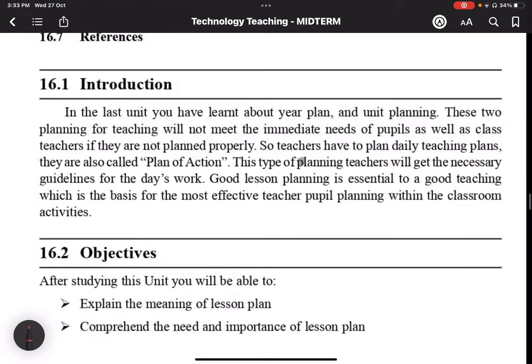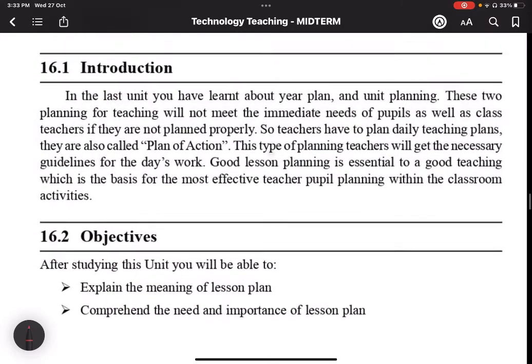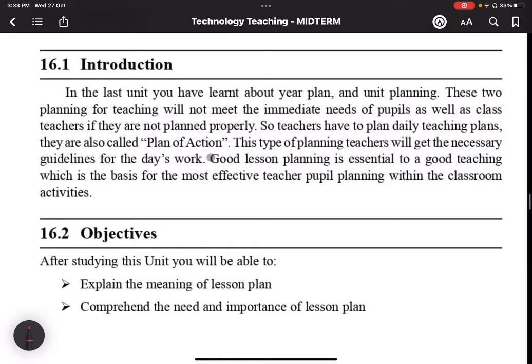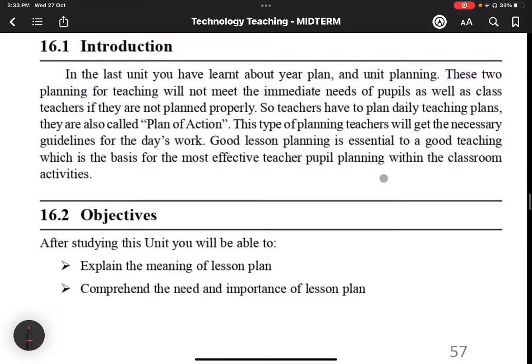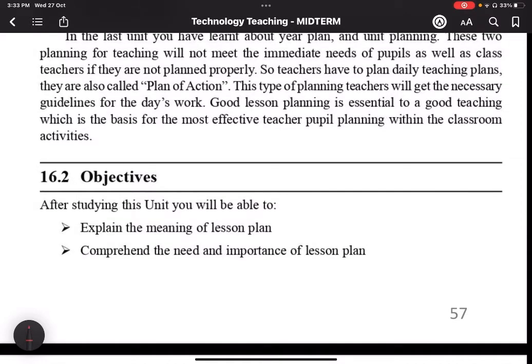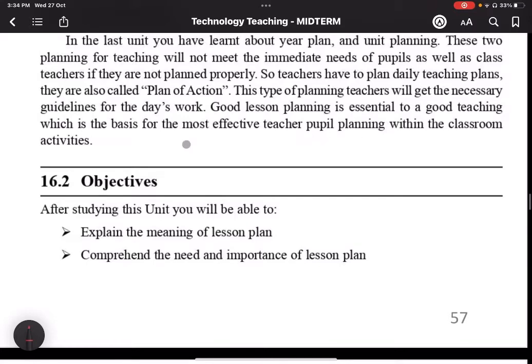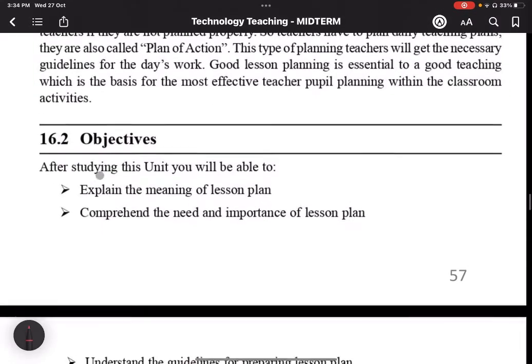So sa unit plan, I mean sa lesson plan, ay medyo madali na, no? Ang planning natin. But still, dapat ito ay comprehensive pa rin. So this type of planning, teachers will get the necessary guidelines for the day's work. So it is a sort of guide, no? Habang nagle-lesson ka. Okay, pwede mo tong balikan once na meron kang nalimutan na part. Good lesson planning is essential to good teaching, which is the basis for the most effective teacher pupil planning within the classroom activities.